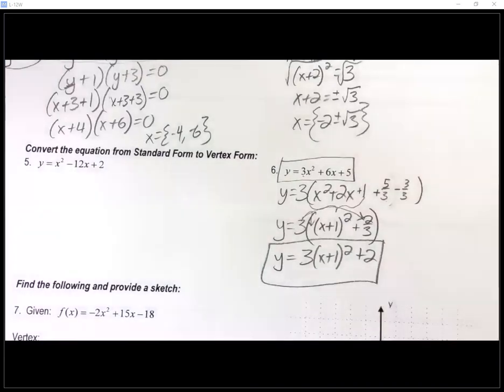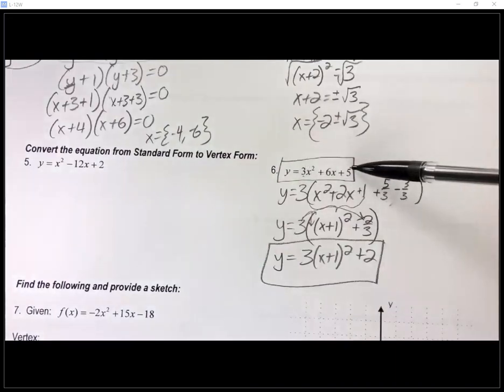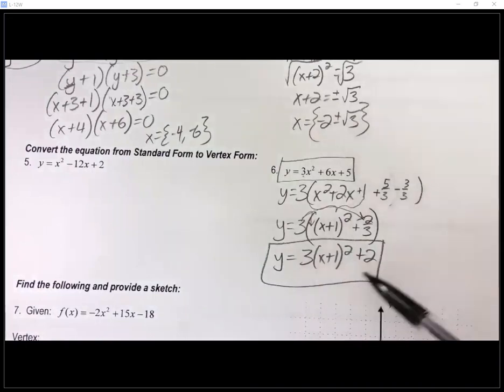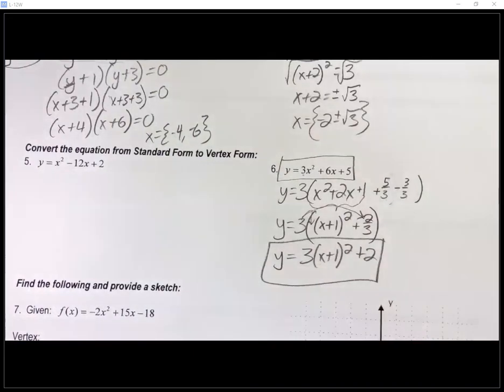Like watch, if I plug in 0 to the top, don't I get out 5? Right? If you plug in 0 for x, you get out 5. So when I plug in 0 to my new equation, I better get out 5. Let's try. 0 plus 1 is 1, squared is 1, times 3 is 3, plus 2 is 5. Yes. Oh my gosh. Math is the best. It is. It's got your back all the time.